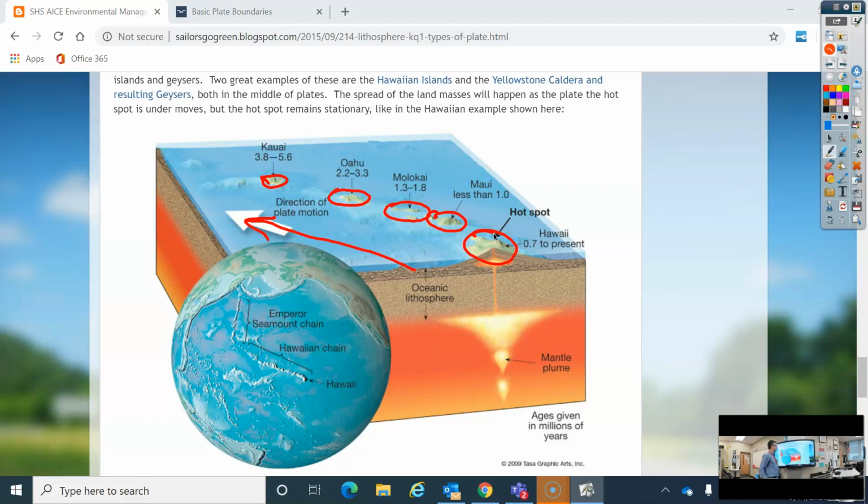So at some point, Hawaii, the big island, 1 million years in the future, will probably be smaller, and there'll be new islands formed. So you can see it's a continuous chain of islands, even though some are underground. It's just been continuously made as the plate moves that way. So that's what a hotspot is.